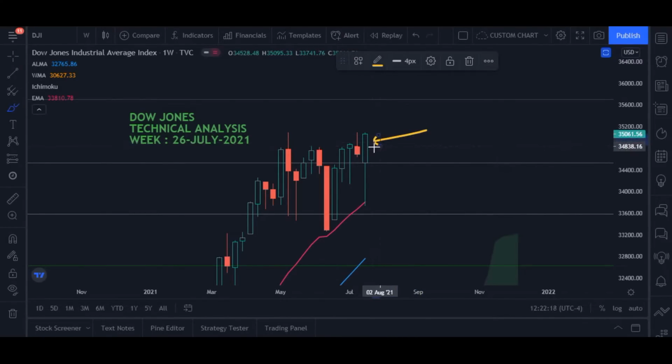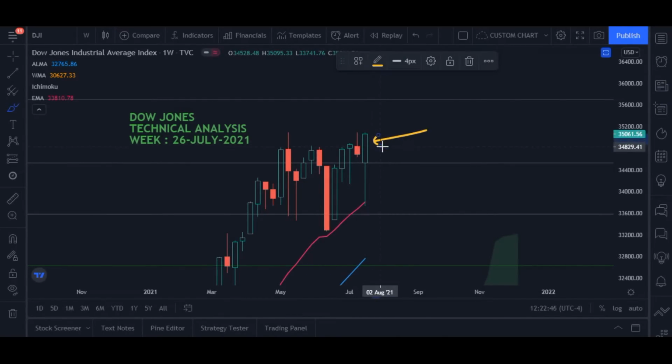This is the weekly chart, and these are the weekly candles. If I analyze the last candle that was formed for the week of 19th of July 2021, you can see that clearly it's a bullish candle. This kind of bullish candle indicates that there is a bullish trend in the market, or the chances are that the next candle may be a bullish candle.